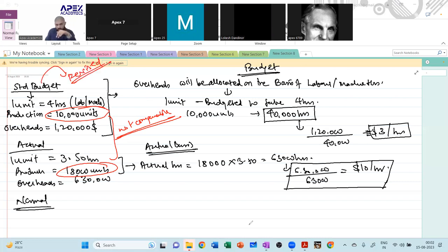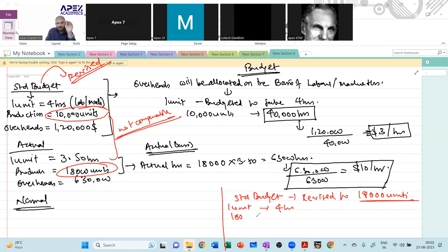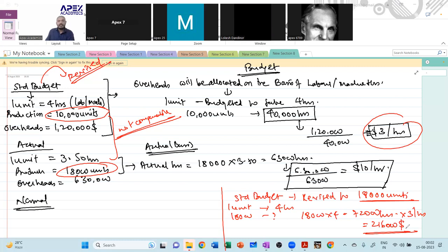Now look over here how the standard budget will get revised. The standard budget will be revised to 18,000 units. Now please pay attention. For making 1 unit, it takes you how much time? 4 hours. So for 18,000 units, it will take you 72,000 hours. And what is the rate per hour? It is 3 per hour. So what is your standard cost now? It is 72,000 multiplied by 3. What is your answer? 2,16,000. Are we clear about this?